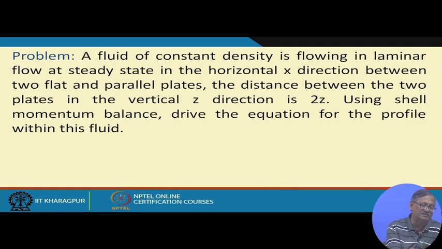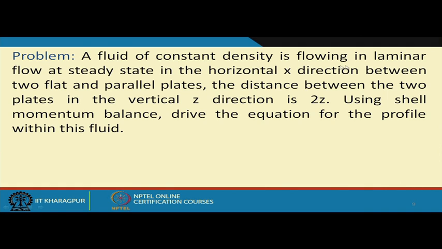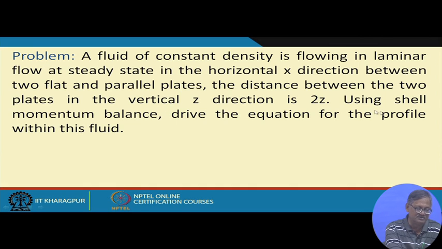A fluid of constant density is flowing in laminar flow at steady state in the horizontal x direction between two flat and parallel plates. The distance between the two plates in the vertical z direction is 2 times delta. Using shell momentum balance, derive the equation for the profile within this fluid.